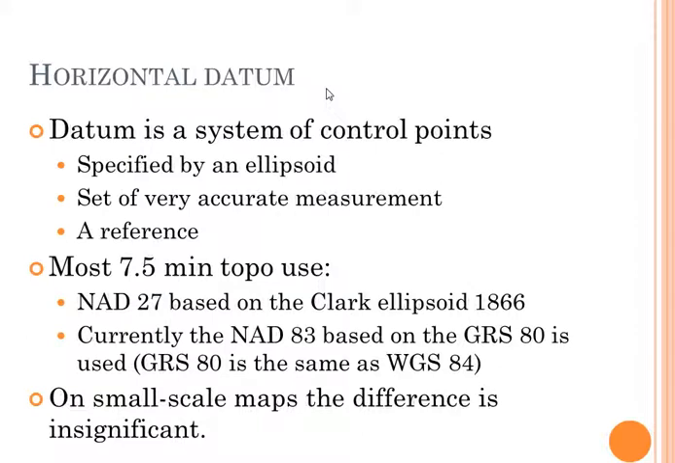There are several ellipsoids that have been developed by different countries, by their scientists and researchers, and then there are many, many more datums. So it would make sense, if I want to map the United States, that I base my datum on a U.S. set of control points. If I want to map Saudi Arabia most accurately, I'm going to start my control points in Saudi Arabia. I can show you some examples. There are hundreds and hundreds of datums and control points and many ellipsoids.